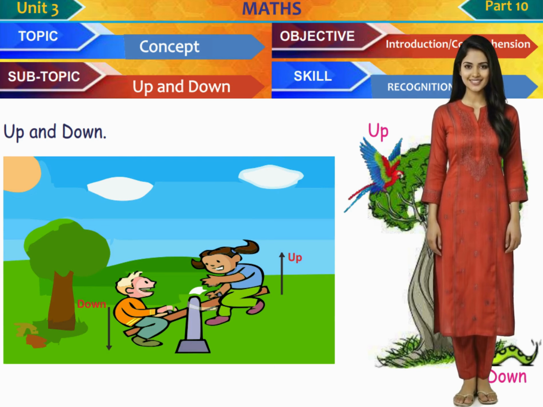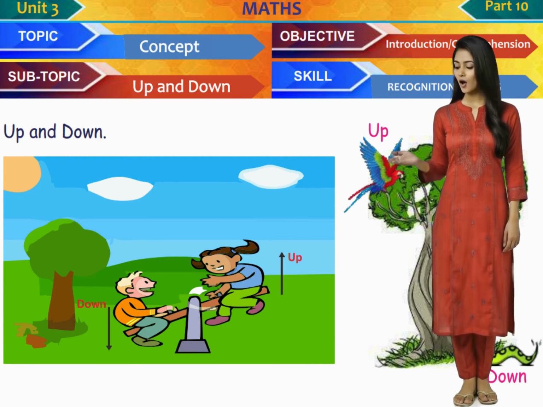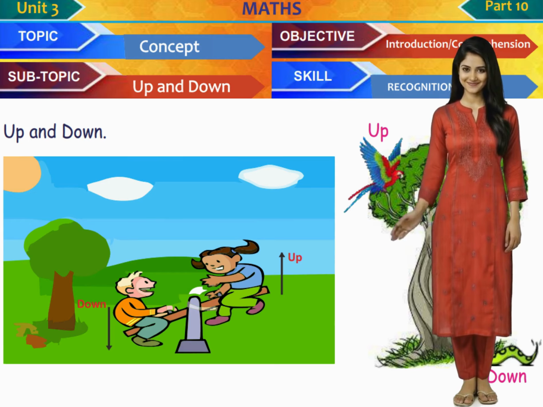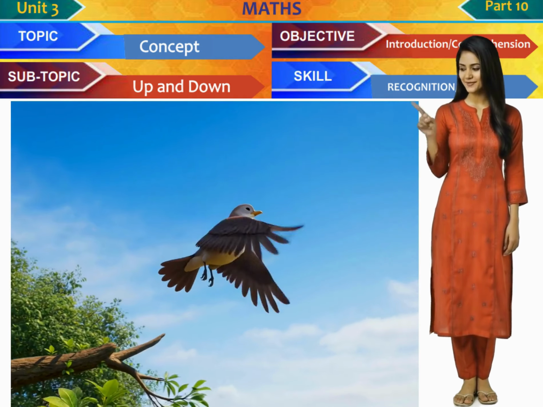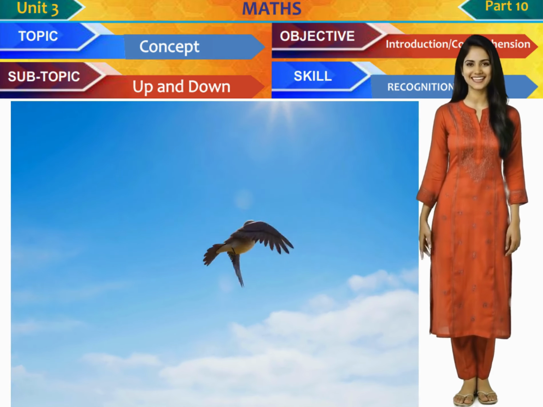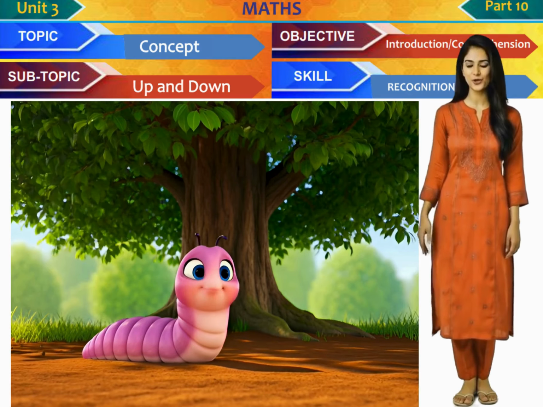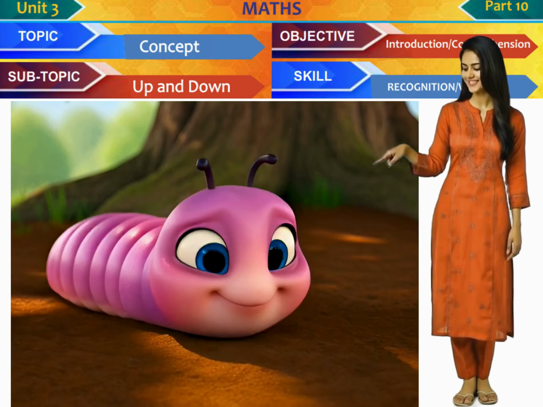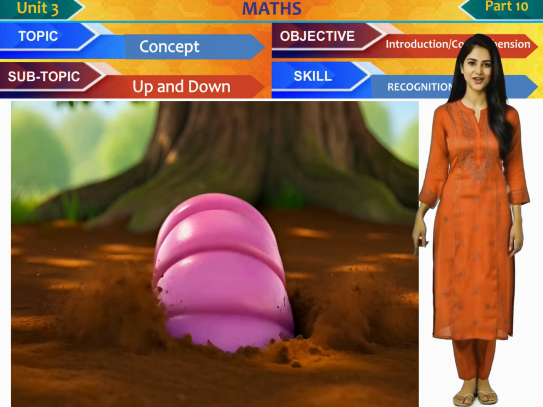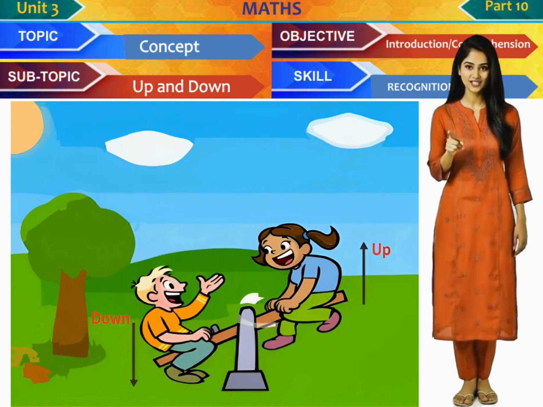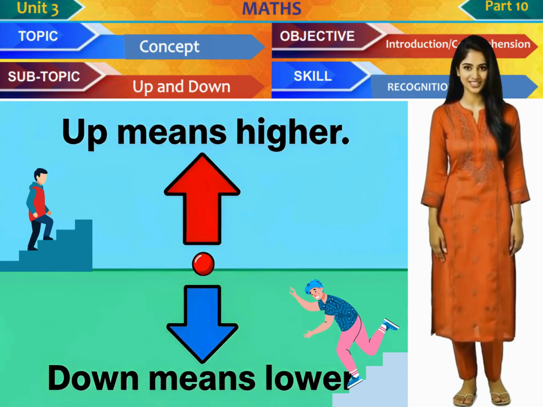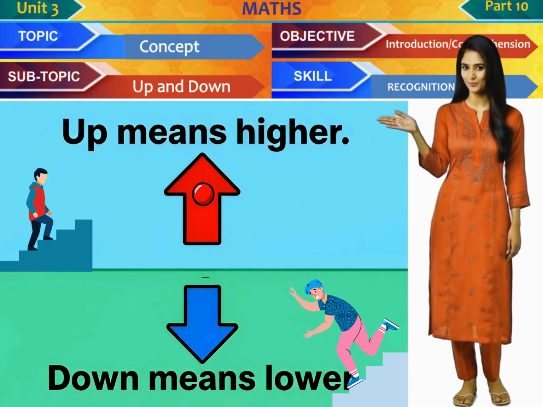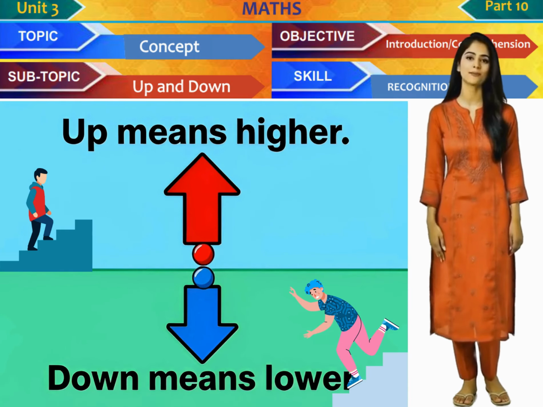Welcome back, children. Today we will learn about up and down concept. When something goes higher, we say it is up. Look at the bird. It is flying up in the sky. When something goes lower, we say it is down. See the little worm? It is down on the ground. See, on a seesaw, one child goes up while the other goes down. So remember, children, up means higher or top, down means lower or bottom.